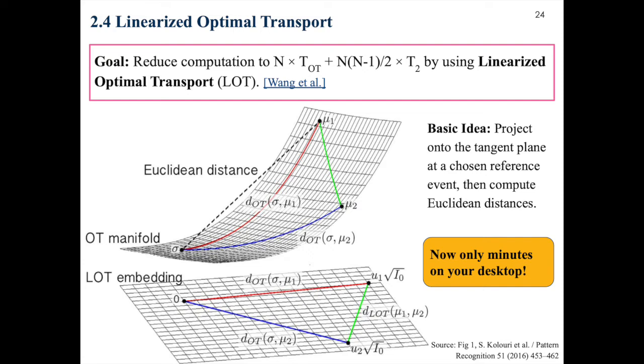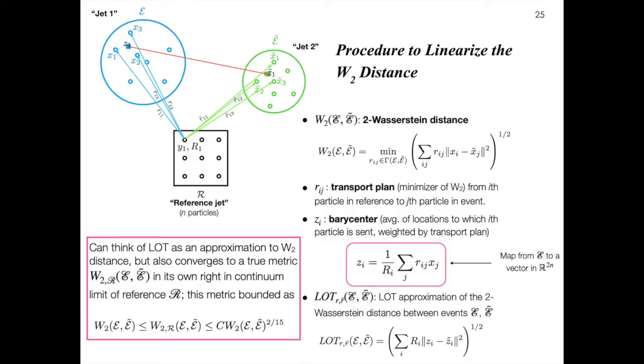Okay. So I will show you how to do the linearization in detail here. Say I have a reference R, and it consists of a bunch of black dots. We first compute the optimal transport plan between this reference and, say, a particular blue event. Rij is the amount of mass you move from the ith particle in the reference to the jth particle in the blue event. And the barycenter is just a weighted average of the location where the ith particle is sent to.